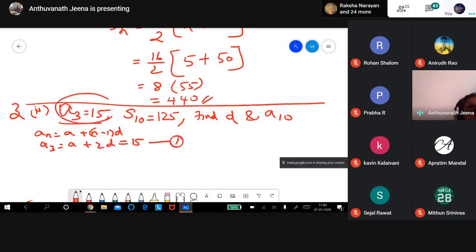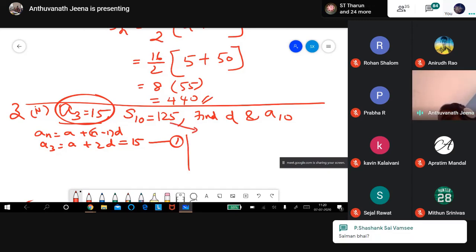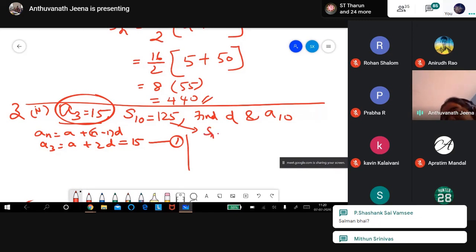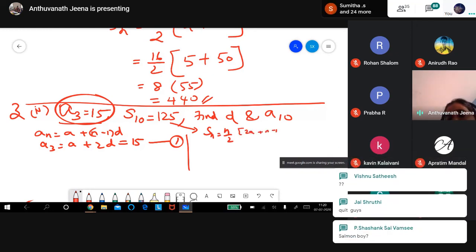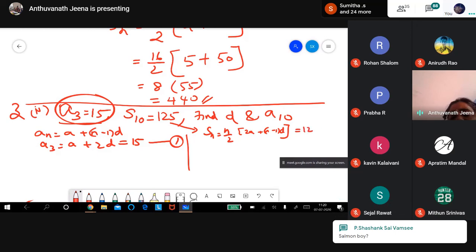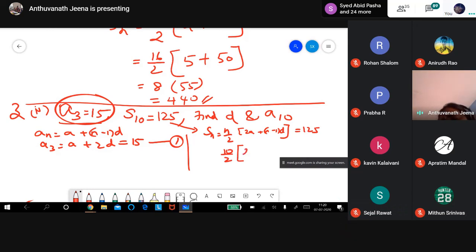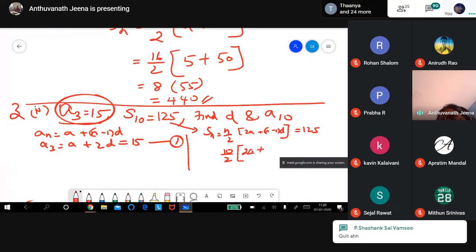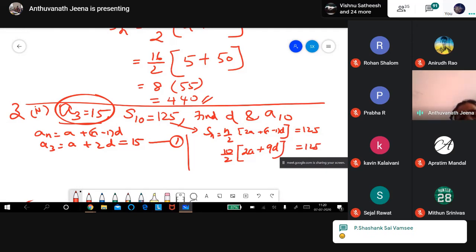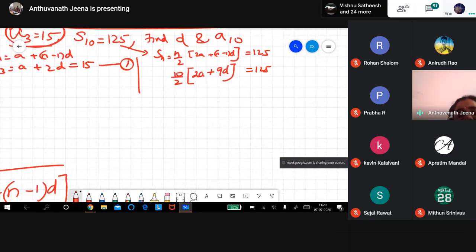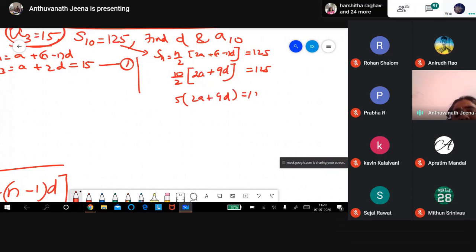From what is given, we have written the first equation. Then start with the second equation, that is Sn. Sn means S10. Sn formula will be n by 2 into 2a plus n minus 1 into d, and the answer is 125. N is 10, so 10 by 2 into 2a plus 9d, because n minus 1 is 9, equals 125. Now see here, 5 into 2a plus 9d is equal to 125.